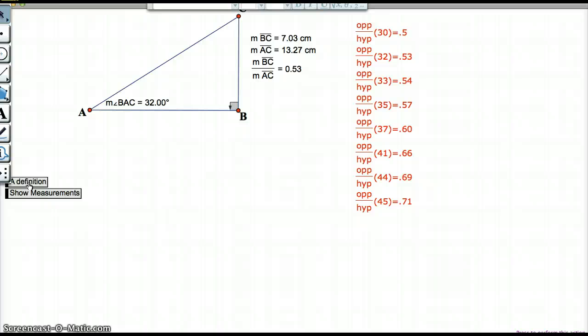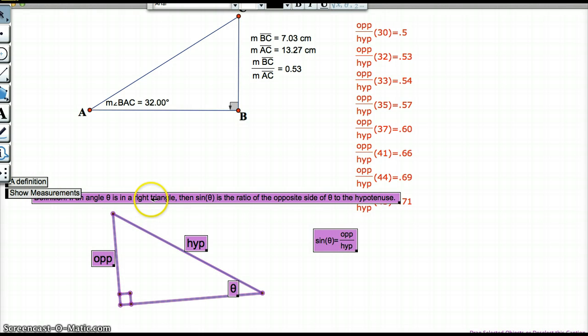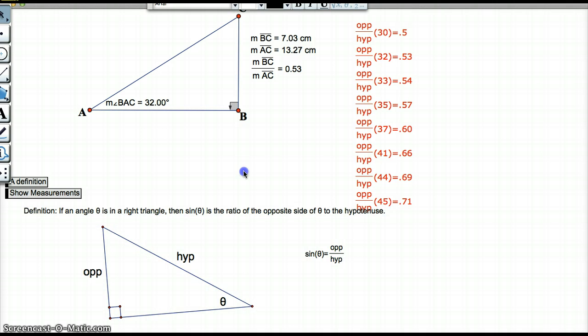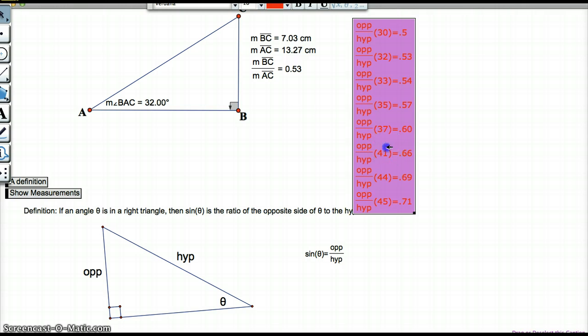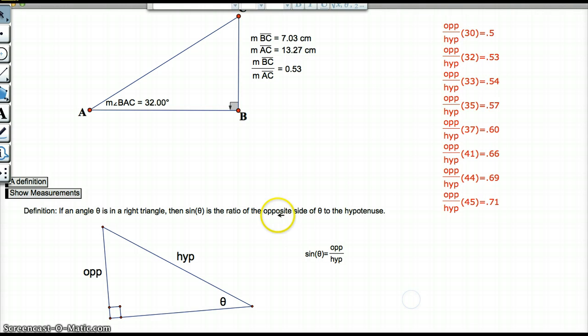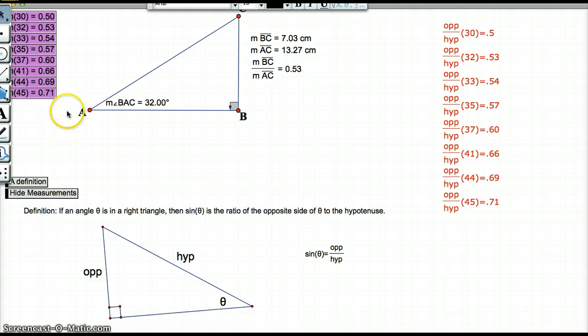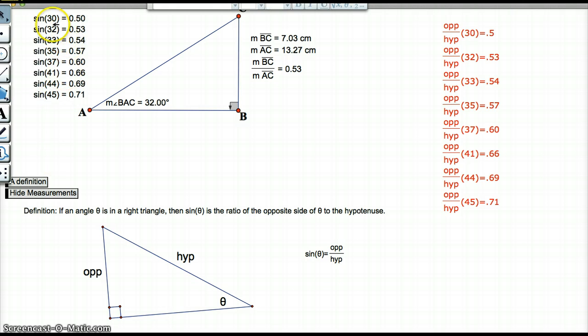So the sine button on your calculator: if an angle theta is in a right triangle, then the sine of theta is the ratio of the opposite side of theta to the hypotenuse. So here you see my diagram, and then also you can see here that I can go through and calculate the sine of each one of these angles, and I get exactly the same ratio as I did there.